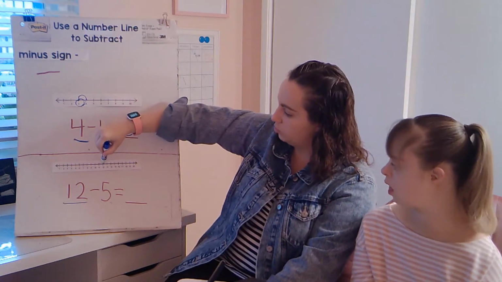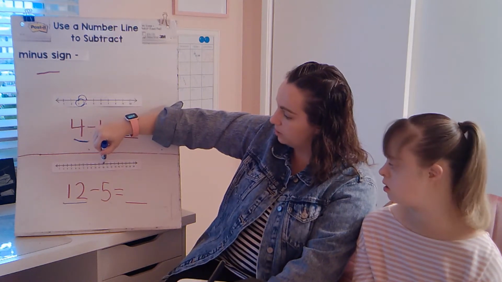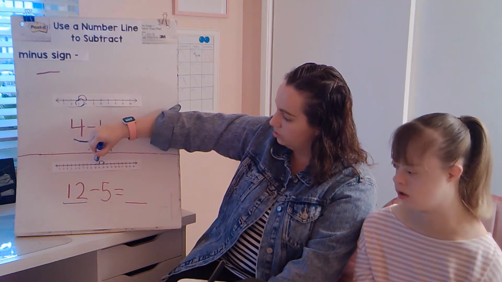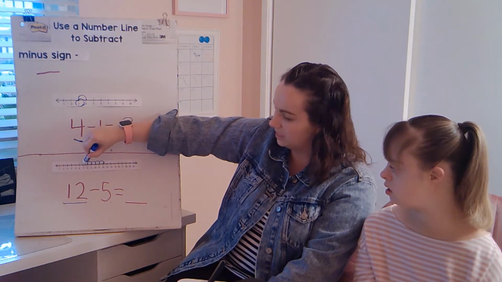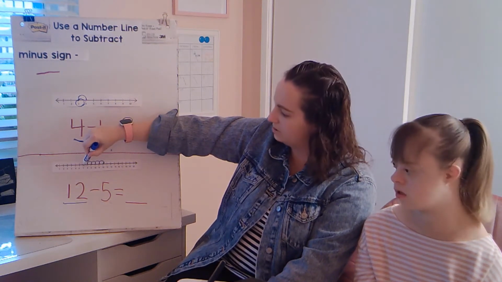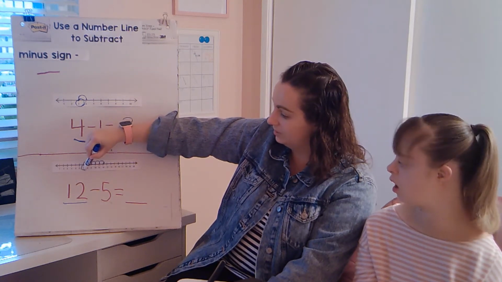So I'm at 12. I'm going to go back 5 spaces. I'm going to count to keep track. 1, 2, 3, 4, 5 spaces. But 5 isn't my answer. It's the number I land on, which is number 7.